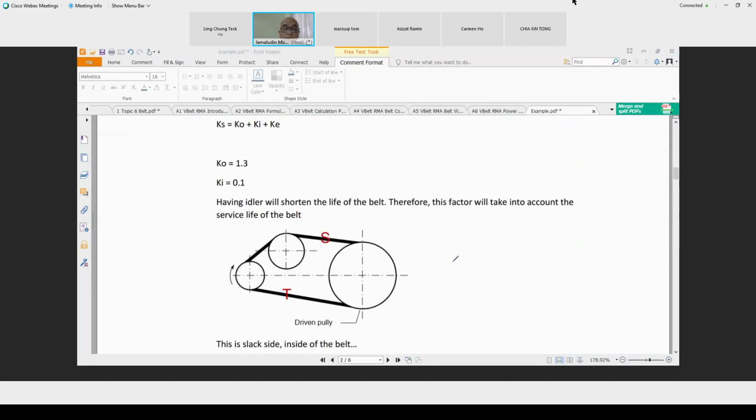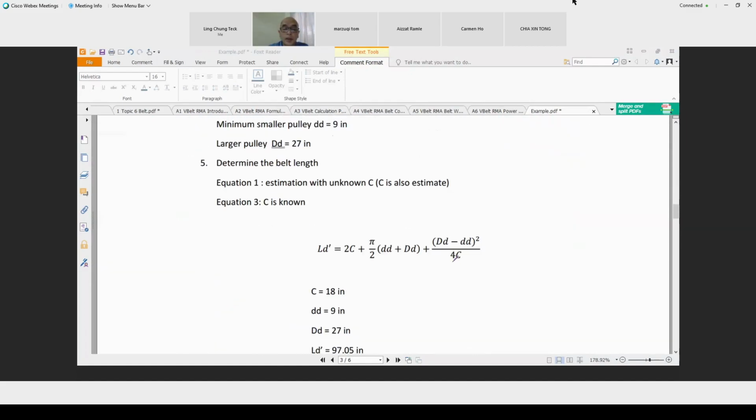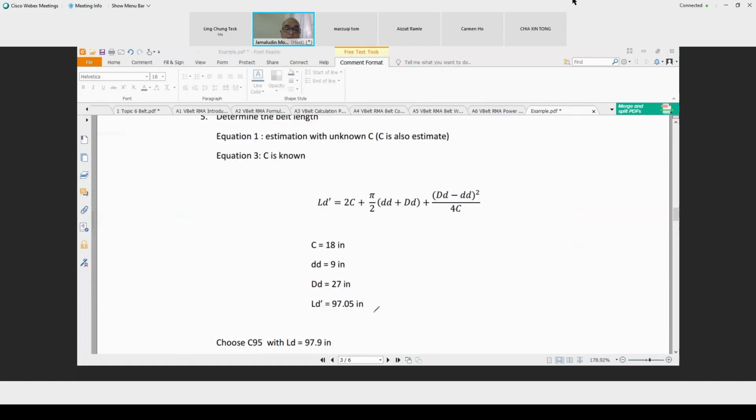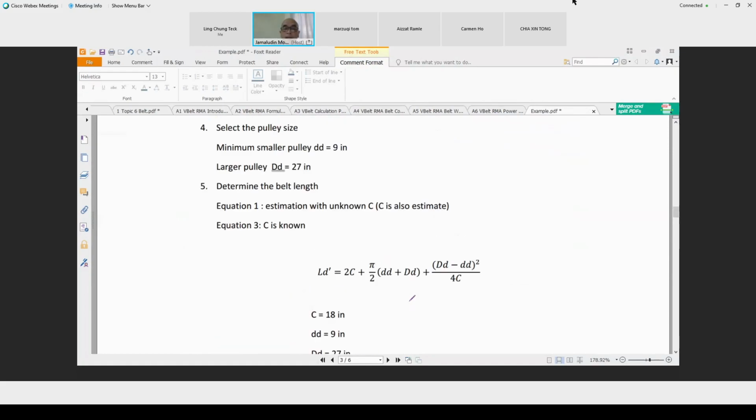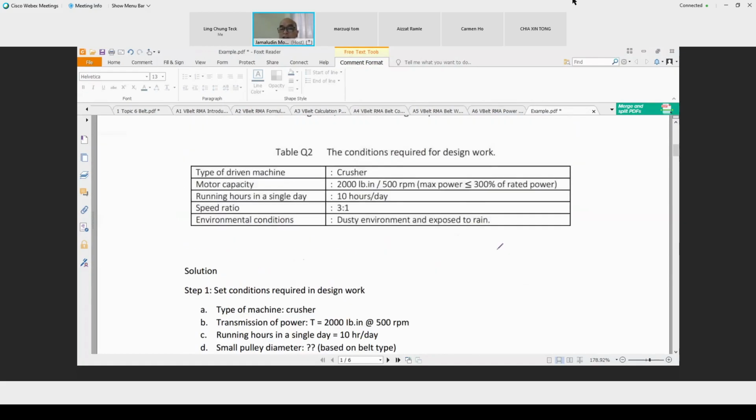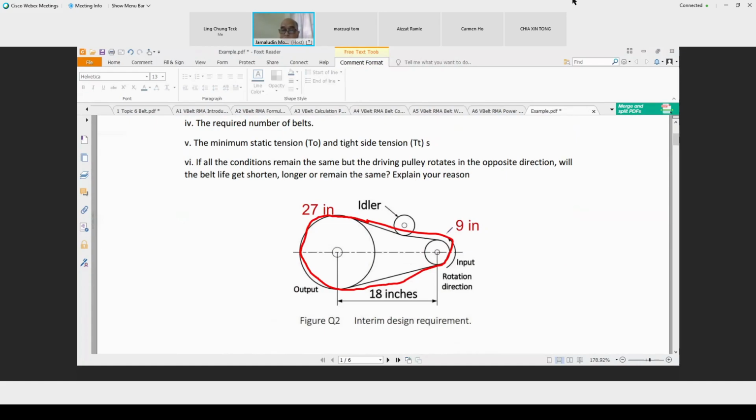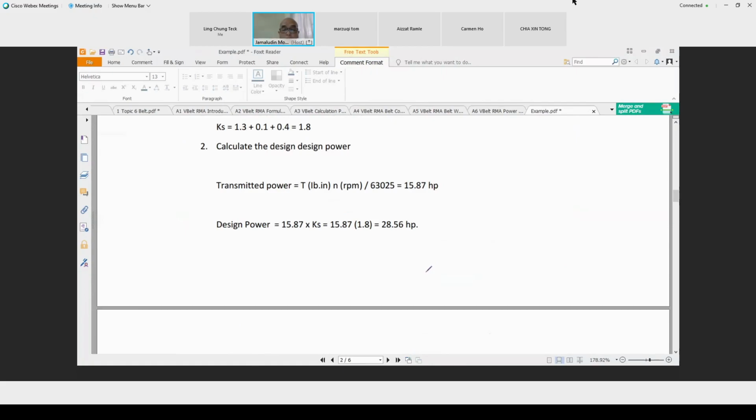Alright, based on the equation, we have to insert all the values here. C is 18, smaller diameter 9, larger 27. We will get the value of LD as 97.05. That means the length of the belt is going to be 97.05. In order to have this configuration, with 18 inches center to center, 9 inches and 27, we must have a belt length of 97.05.